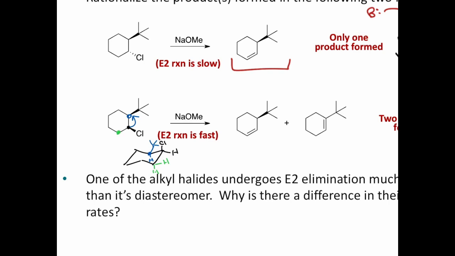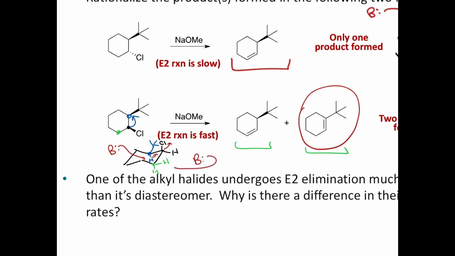So this is this carbon. So I've got two beta hydrogen options that are axial. That's why I'm getting two products. So if my base comes in and removes that hydrogen in blue, then I get this product.